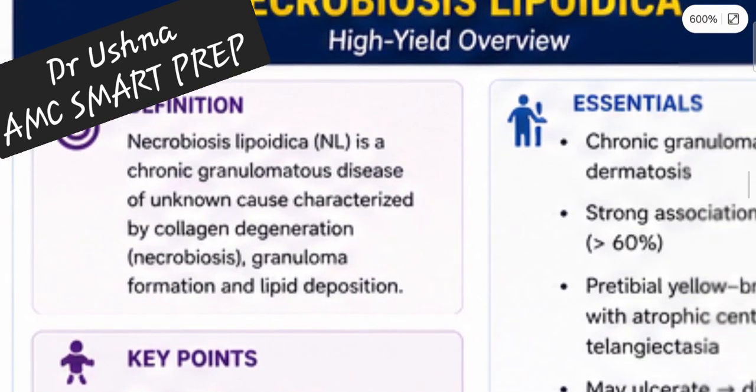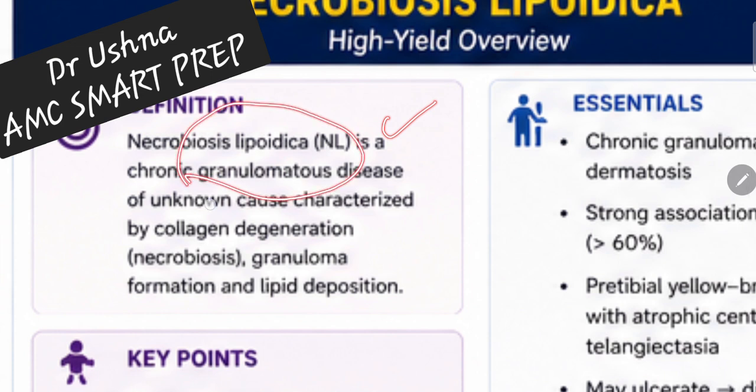What is necrobiosis lipoidica? First of all, the definition: it is a granulomatous disorder. So, what do you mean by granuloma? Whenever you have a collection of cells forming very compact structures in your skin, this is known as granuloma. In necrobiosis lipoidica we have many cells, including lymphocytes, histiocytes, and many other cells. Plasma cells are also a very important component. Apart from this, necrobiosis means breakdown, degeneration. So you are going to have collagen degeneration, you are going to have granuloma, and one very important component, which is lipid deposition. Lipid deposition is a hallmark feature of necrobiosis lipoidica.